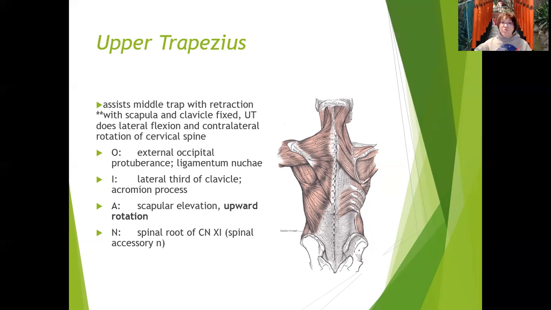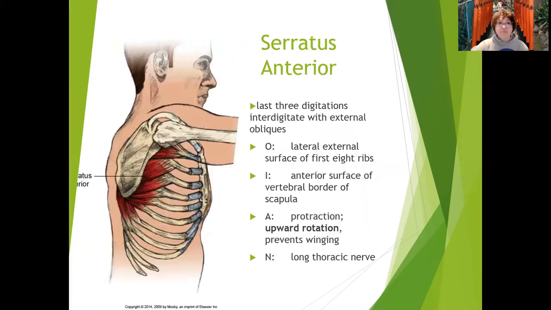So it's the string that holds your shoulder up, holds your scapula up, so the glenoid fossa is slightly upwardly rotated. It does scapular elevation, and as part of the force couple, it does the upward part of upward rotation. It's innervated by the spinal root of cranial nerve 11. You don't need to know the spinal root part. Cranial nerve 11 is the spinal accessory nerve.